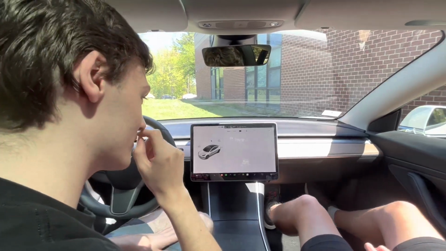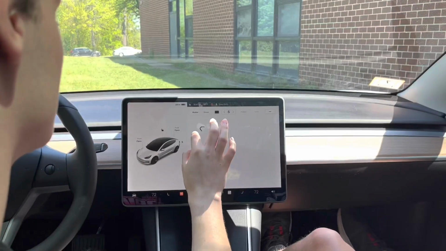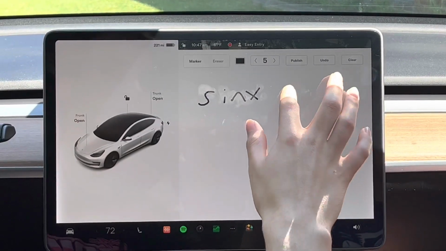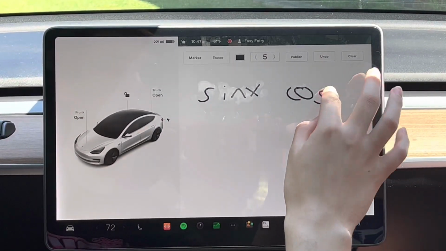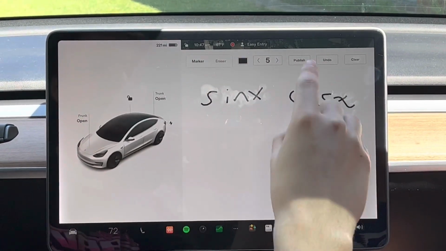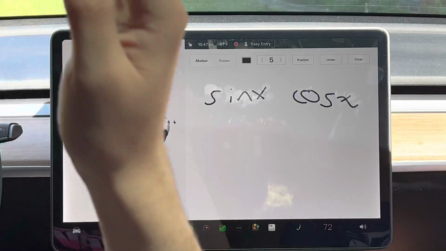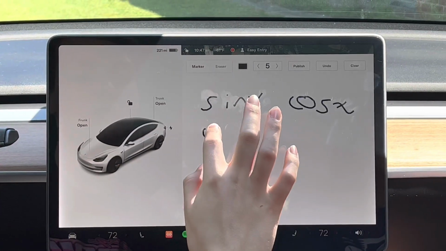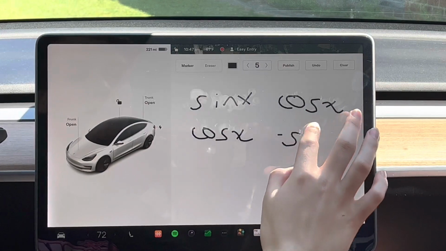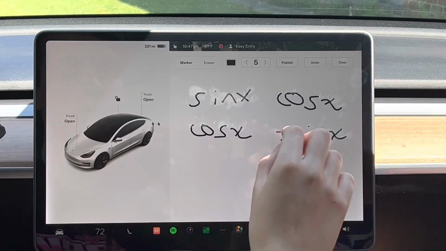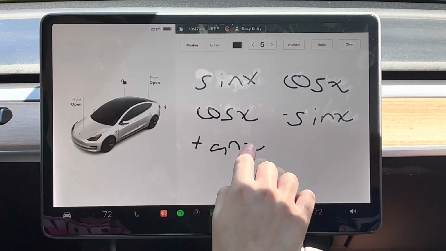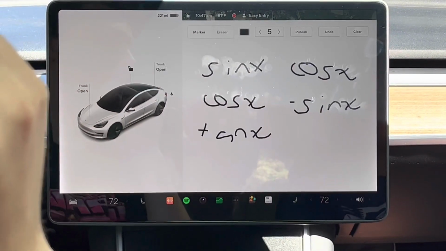So we're going to take the derivative of trig functions now. If we have the function sine of x, the derivative of sine of x is going to be cosine of x, which means that at any given point across the graph of sine of x, the slope at that point will be equivalent to cosine of that value. The derivative of cosine of x is going to be negative sine of x. And the derivative of tan of x is going to be secant squared of x.